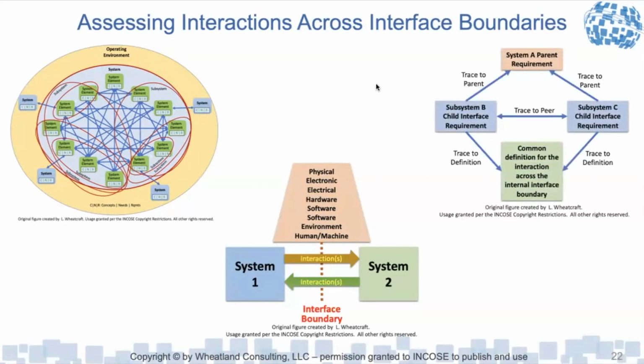And then from a traceability standpoint, we can have a parent requirement that was allocated to maybe two other systems, and subsystem B has a child interface requirement. Subsystem C has a requirement. And so it turns out that in order to meet the parent requirement, subsystem B and C have to interact with each other. So from a traceability standpoint, we want traceability of the child interface requirements with their parent. We want to trace peer-to-peer, and we also have a trace to the common definition. That could be like in an ICD or some other document that includes the common definitions for how the entities are going to interact with each other.